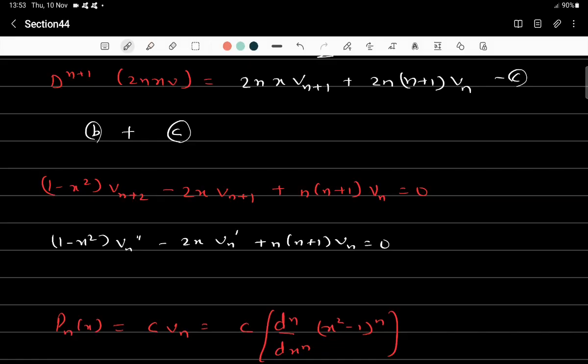The next question is, how do you compute the value of C? Spend some time and think, how do you compute this value?